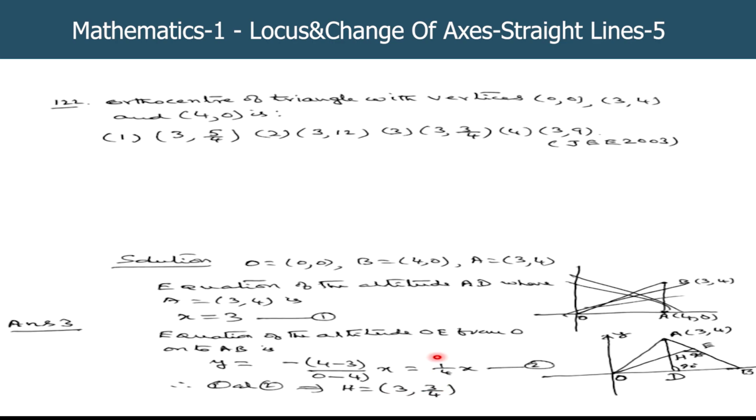Here, to find the orthocenter of a triangle, it is enough if we find two altitudes of the triangle and solve. So using that procedure, you get that the orthocenter of the triangle is (3, 3 by 4). Option number 3.